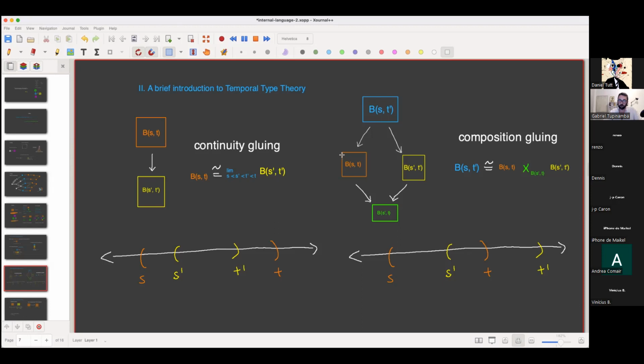right? So continuity and composition. The only difference is that in composition, there's a limited overlap that gives us a constraint, right? It doesn't really matter what you do before or after this overlap, as long as you agree on this overlap.